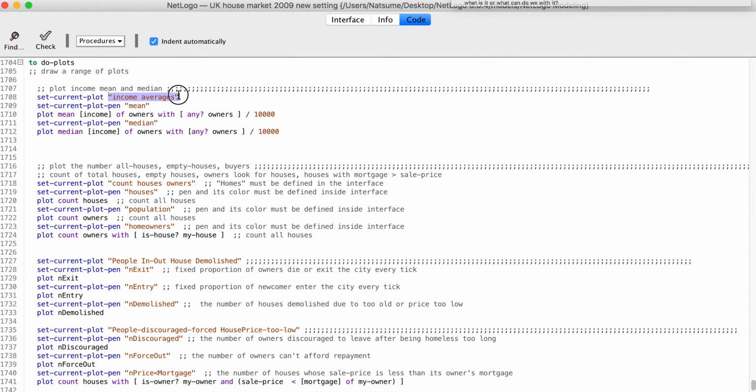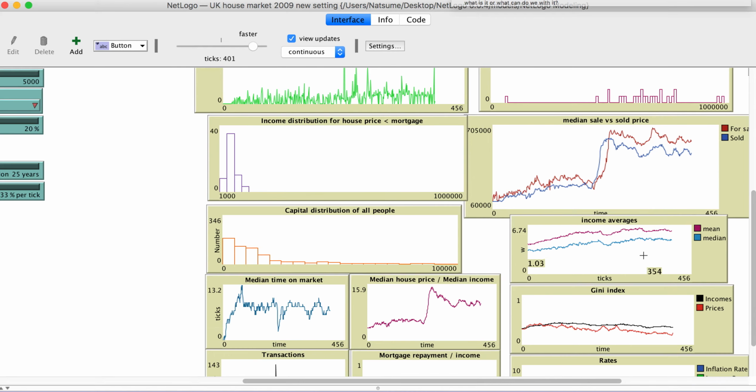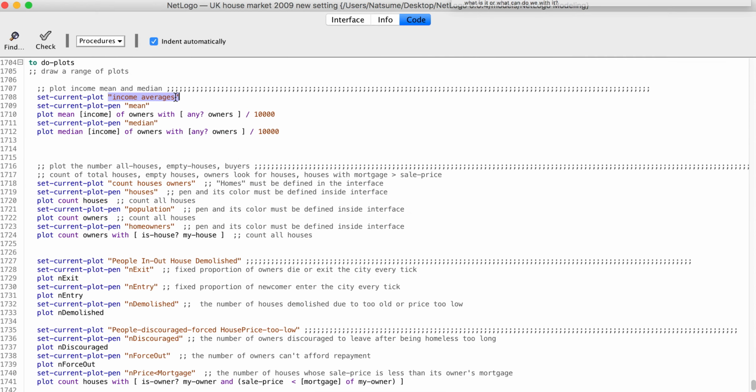Here we have the titles of different plots. Here the title is income averages, and right here we can find income averages. Okay, so this is the plot we are talking about in the code. In this plot, there are two lines. One line plots all the owners' mean income. Another line plots all the owners' income, taking the median. So we have two lines: one for the owners' mean income, the other for the median income.